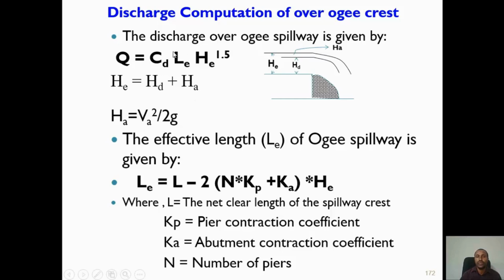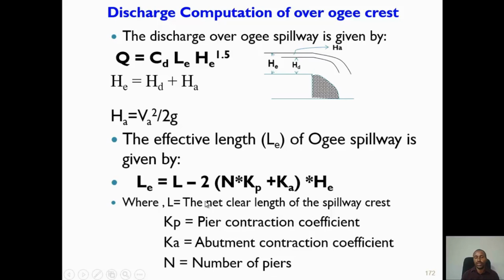So this effective length must be calculated. The effective length of the Ogee spillway is given by the following equation. This is the net clear length of the Ogee spillway crest minus 2 times N times Kp plus Ka times He, the effective head. Where L is the net clear length of the spillway crest, Kp is the pier contraction coefficient, Ka is the abutment contraction coefficient, and N is the number of piers. How many piers you have?